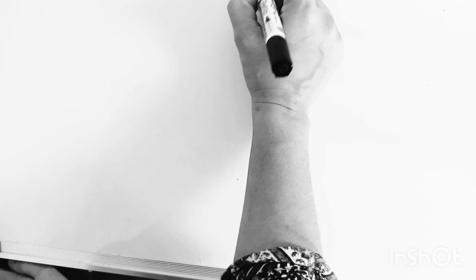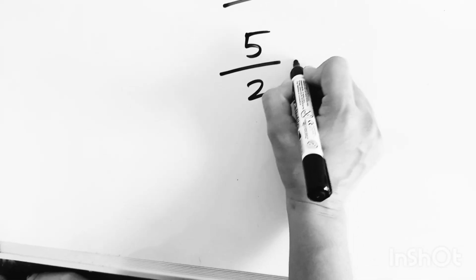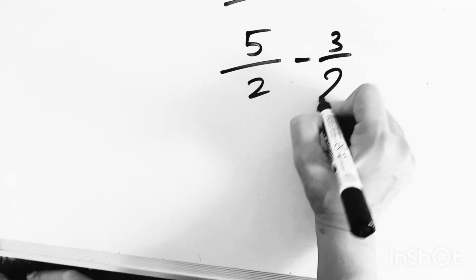Similarly, the subtraction of like fractions. Okay, subtraction of like fractions is also the same. You have to just subtract the numerators. Keep the denominator as it is. For example, 5 by 2 minus 3 by 2.